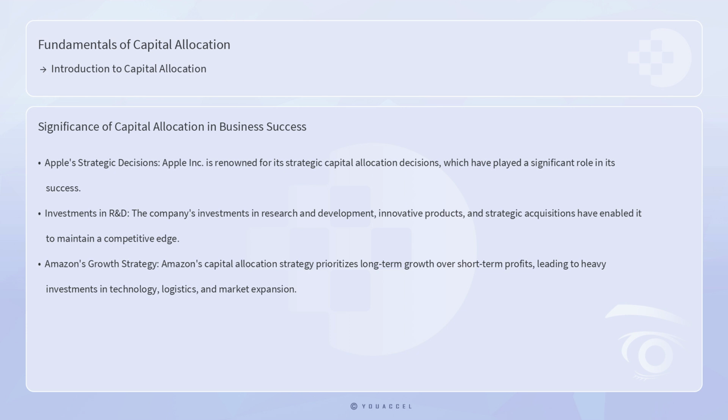The importance of capital allocation is underscored by numerous real-world examples. For instance, Apple Inc. is renowned for its strategic capital allocation decisions, which have played a significant role in its success. The company's investments in research and development, innovative products, and strategic acquisitions have enabled it to maintain a competitive edge and achieve sustained growth. Similarly, Amazon's capital allocation strategy, which prioritizes long-term growth over short-term profits, has allowed it to invest heavily in technology, logistics, and market expansion, resulting in its dominant market position today.